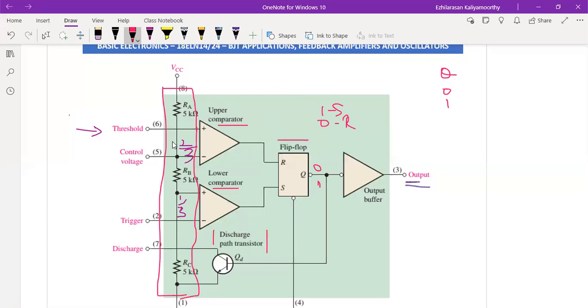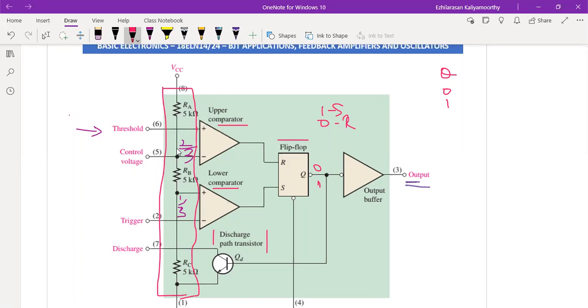Now all three resistors RA, RB, RC are equal values. We kept them as 5 kilo ohm. Therefore, the upper comparator has which one? The upper comparator, in the sense this point, not this point.